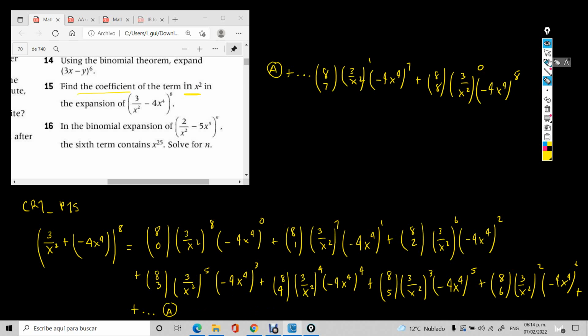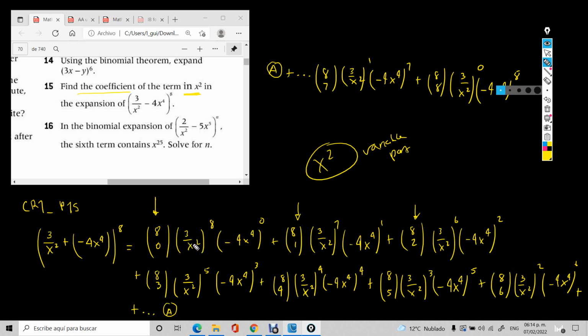So here's the full expansion. Now let's find the term that contains x squared and x squared only as its variable part. The thing is this, guys: do you need to actually simplify every single term of this? Do you need to find this coefficient? No, you don't. In order to find the term in x squared, I only need to take a look at the variables.